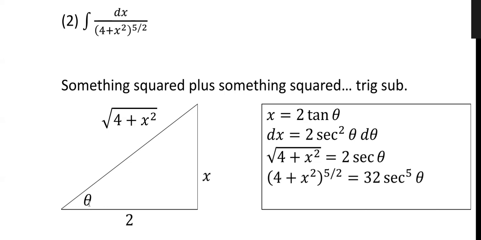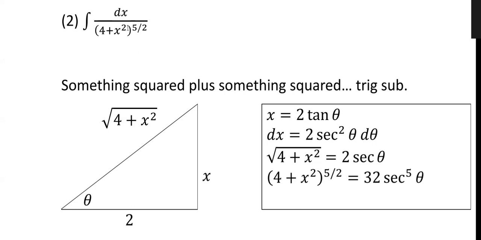So we need x to get dx. How do we get x in this triangle? This is a right angle, by the way, over here. Well, tangent theta is x over 2, so x is 2 tangent theta. And now we can get dx by differentiating. 2 secant squared theta d theta is dx then.